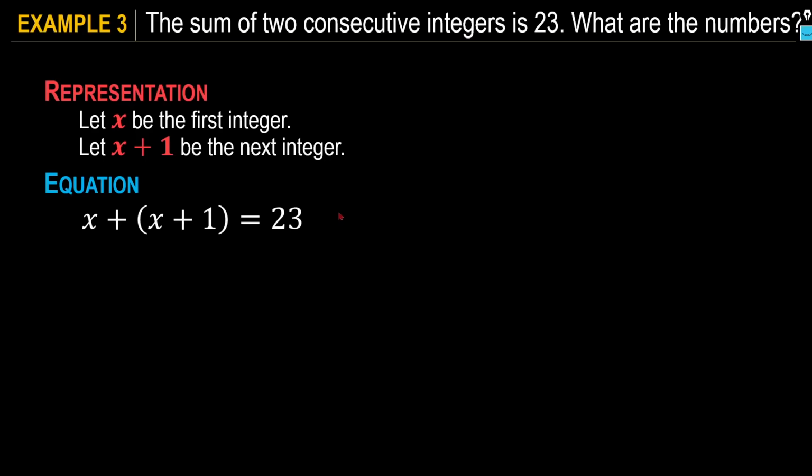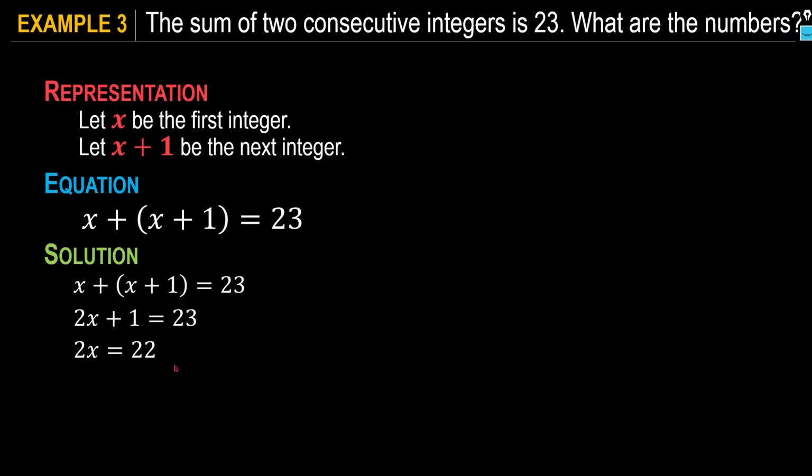Diba? Napakasimple. Now I solve this. I combine my similar terms to get 2x plus 1 equals 23. I add negative 1 to both sides to get 2x equals 22. Finally, I multiply both sides by 1/2 to get x equals 11. But do we stop there? Again, look back. Ano ba tinatanong? What are the numbers? Nakuha ko pa lang si x. Yung isang unknown. Sino ba yung isang unknown? Si x plus 1. Di kunin mo rin yun. X plus 1 is 12.